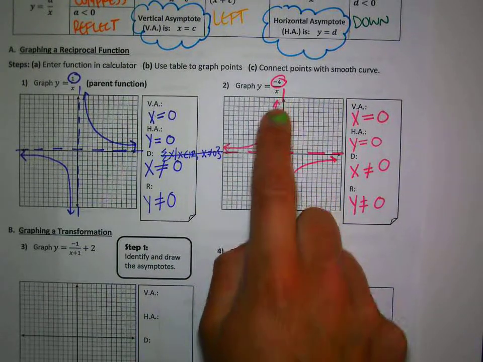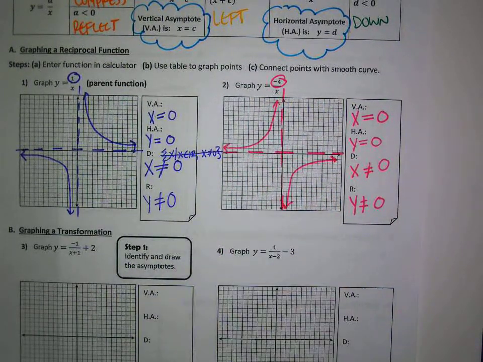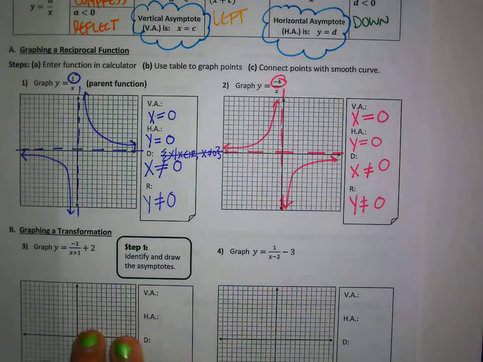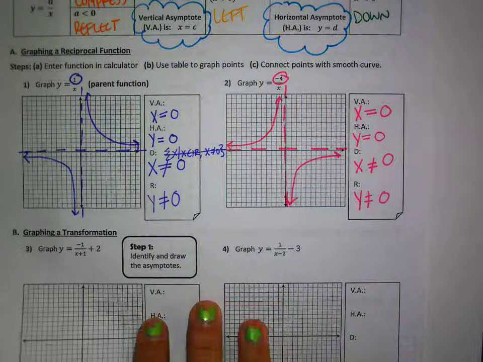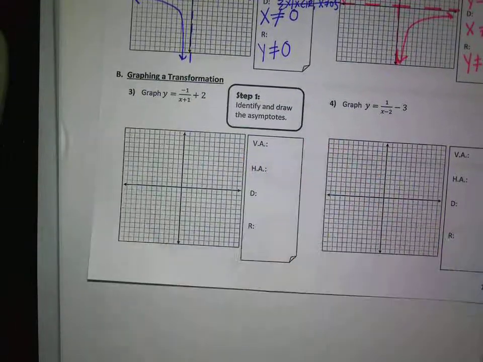The 4, technically this is a stretch, but like I said, I'm not going to get that particular with graphing the points, so don't worry about the stretching. It's not a huge deal. The asymptotes are what's important here. All right, which brings us to part B, where we're going to start moving our asymptotes.